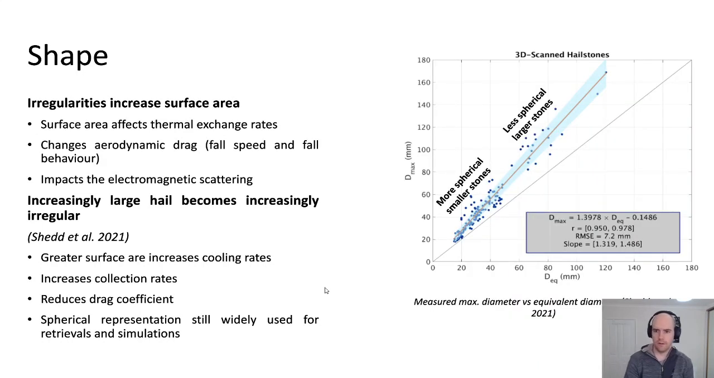Just to highlight the importance of getting better estimates for the shape properties of larger hailstones, I've shown here a plot from Shed et al. 2021, where we can see the equivalent diameter on the x-axis plotted against the measured diameter from 3D scanned hailstones on the y-axis. You can see for larger hailstones, they're becoming less and less spherical.